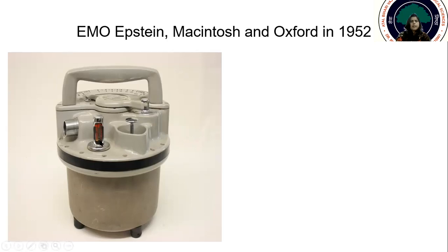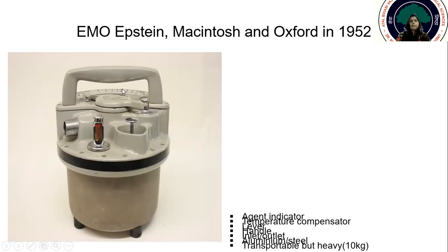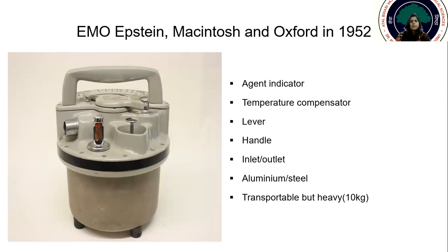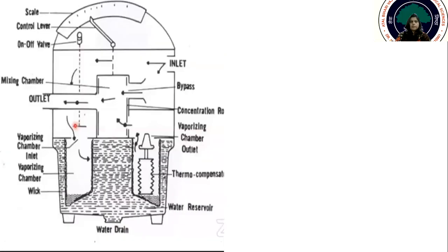You can see this is a site indicator to see the vaporizing agent. This is the outlet, and behind it there is an inlet. So there is an agent indicator, temperature compensator, lever, handle, inlet, outlet. It is made up of either aluminum or steel, and it is transportable, but it is however heavy, around 10 kg. So now we'll describe the vaporizer in the same 6 points we have discussed during classification.